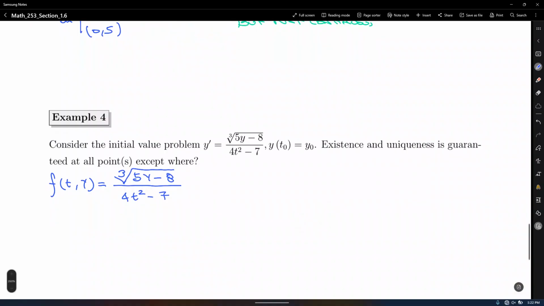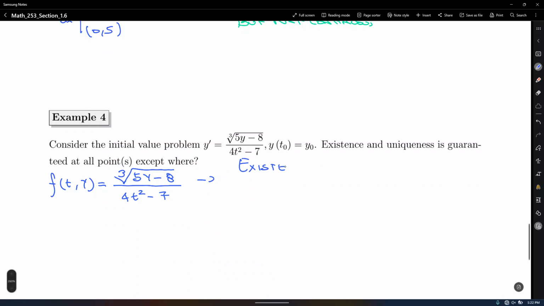Essentially what we're going to do here is find the domain of the function and find the domain of the derivative with respect to y. That's how we will determine for which values we have existence and uniqueness. So it seems like this function is defined for all values of y and all values of t, except some values of t, those that make the denominator 0.